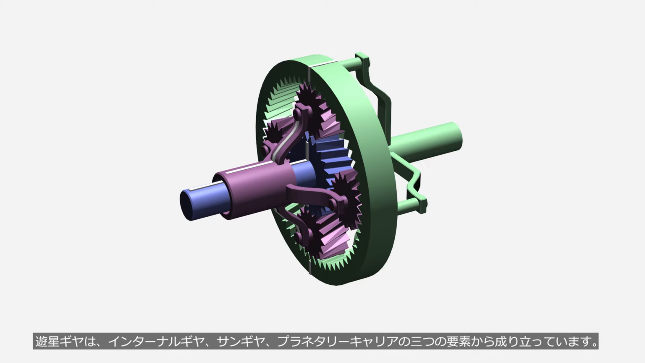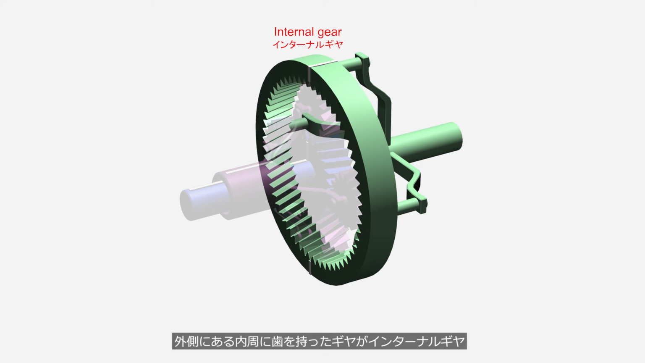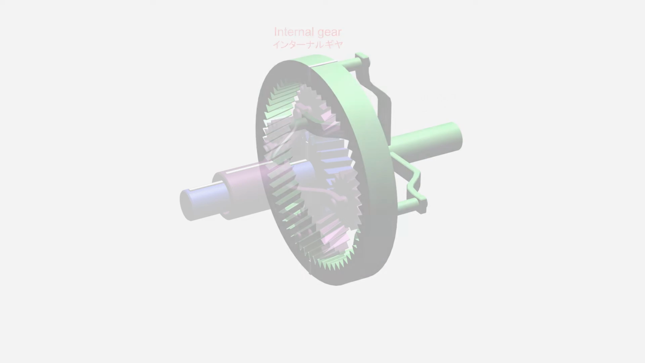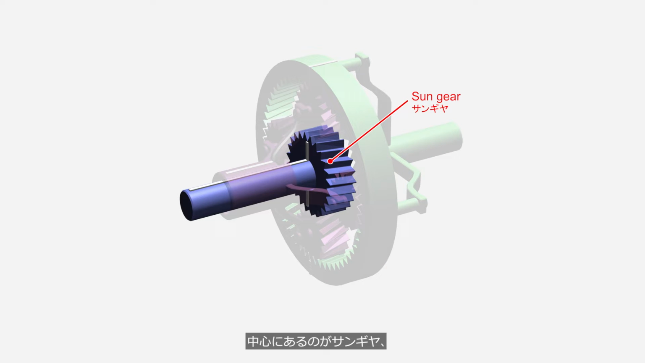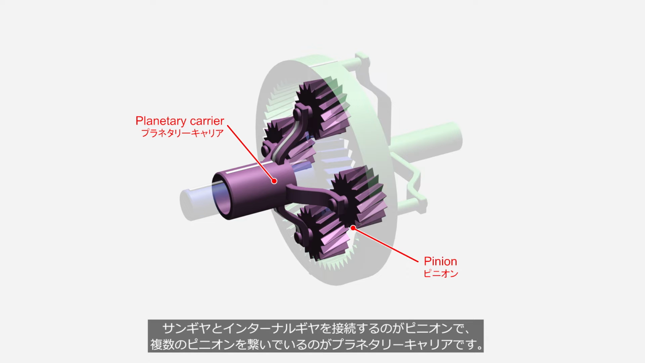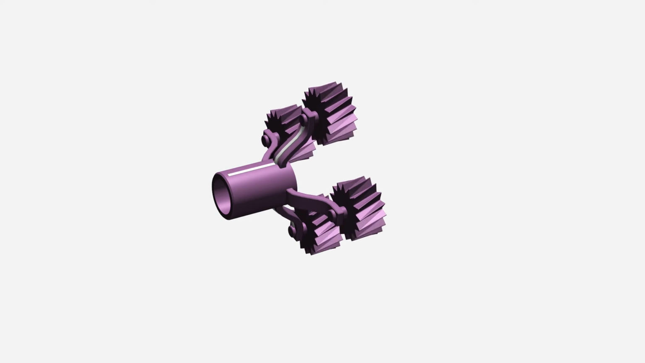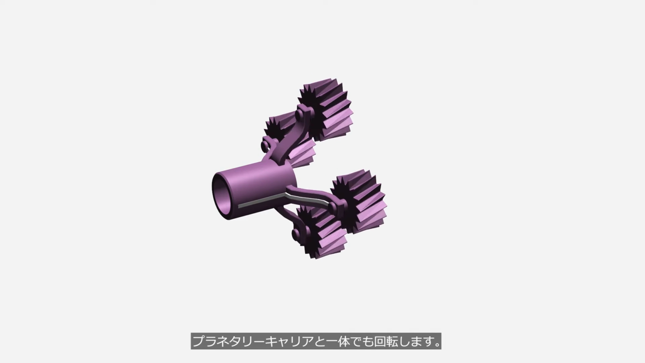A planetary gear consists of three components: an internal gear, a sun gear, and a planetary carrier. The internal gear has teeth on its inner circumference, located on the outer side. The sun gear is at the center. The pinions connect the sun gear and the internal gear, and the planetary carrier assembles the pinions. The pinions rotate individually, and also rotate together with the planetary carrier.